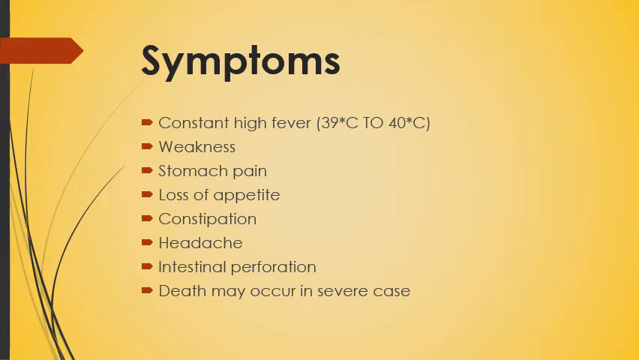Next is weakness, stomach pain, loss of appetite. Loss of appetite means reduced hunger. Constipation, headache, intestinal perforation: when this disease becomes very severe, perforation, meaning a hole, forms in the intestine, and that may cause the death of a person. So what are the symptoms? That is a constant high fever, weakness, stomach pain, loss of appetite, constipation, headache, intestinal perforation, and that may cause the death of a person.